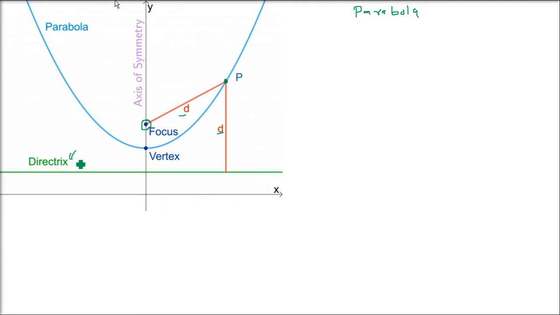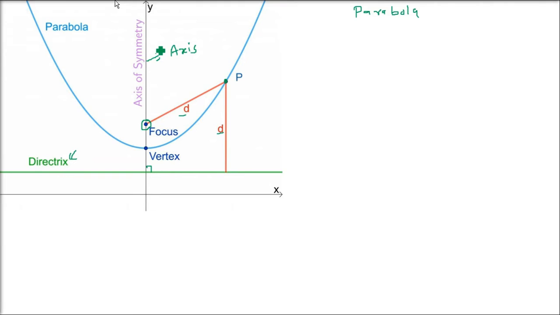So P has a distance from the focus and a distance from the directrix, and in a parabola E is 1, so these two distances are equal: D1 equals D2. A line passing through the focus and perpendicular to the directrix is called the axis of symmetry.